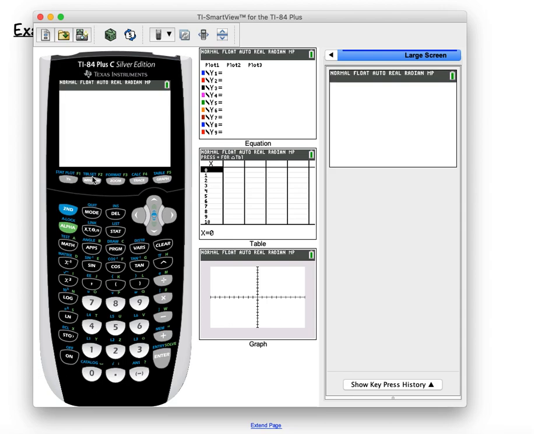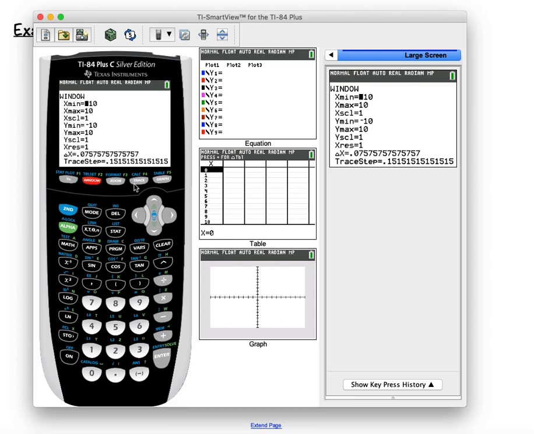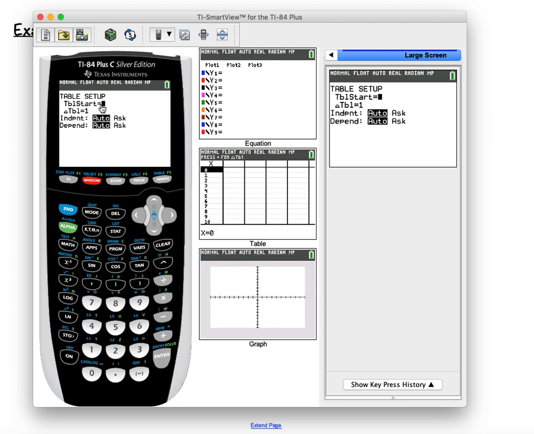We're going to go to our window and make sure we're all set up here. -10, 10, 1, -10, 10, 1. And then the bottom stuff doesn't really matter. And then let's also check your table set as well. It doesn't really matter what you start at as long as that's a positive, negative whole number. But the increments on your table, we want those to go by ones.